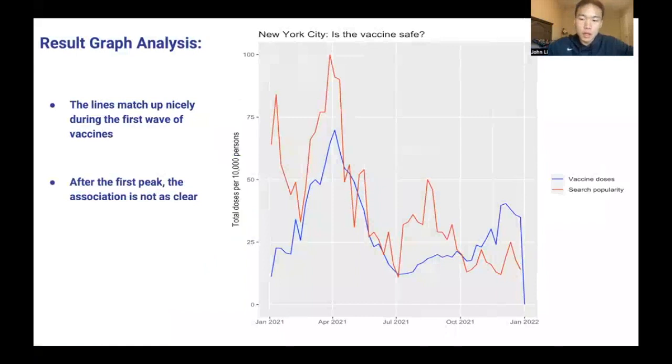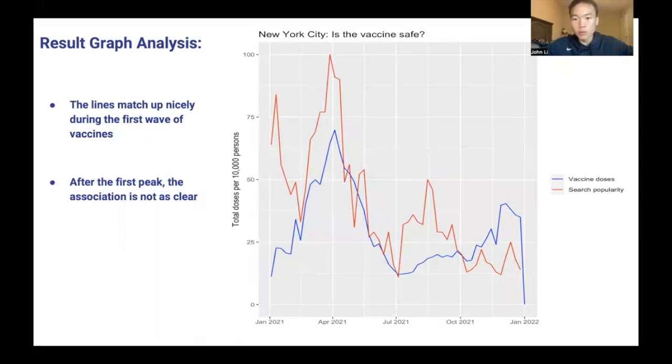This is a typical graph that we got from RStudio. The x-axis is the time series from June 2021 for a whole year, and the y-axis is just on the relative scale of the count. This graph is for New York City, and the search phrase is is the vaccine safe. The blue line is the vaccination doses. We divided all our dose numbers by 1,000 in order for it to match up with the search popularity. Search popularity can only be a value between 0 and 100, because Google published their data on a relative scale.